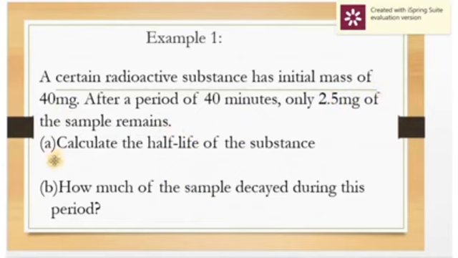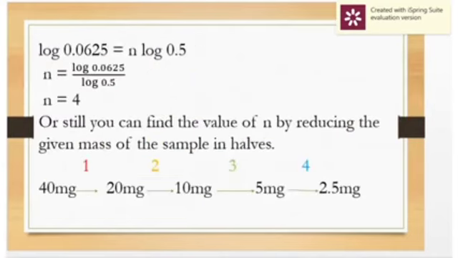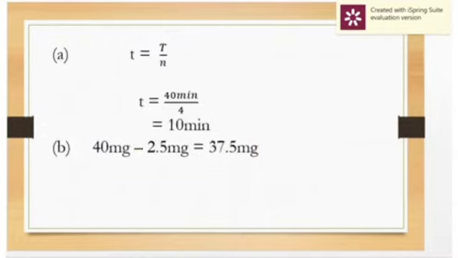So we can look at the solution here. In fact, from here it's very simple. You can see we had 40 milligrams, then the final mass is 2.5 milligrams. So what has decayed is 40 milligrams minus 2.5 milligrams, which is 37.5 milligrams, as the amount that decayed.